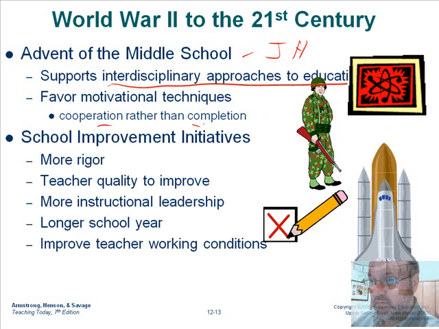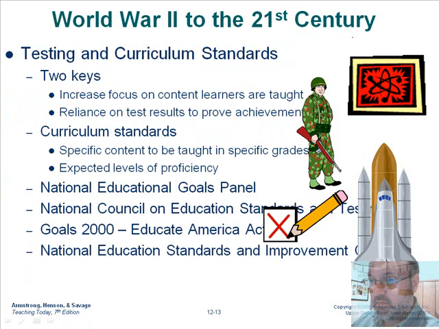And then there were some more school improvement initiatives over the years, like more rigor, teacher quality has to improve, you need instructional leadership in the principal, you should maybe have a longer school year, and improve teacher working conditions. All were reform and improvement initiatives between World War II and present day. And then testing and curriculum standards came on to increase the focus on the content learners are taught. That's curriculum. And reliance on test results to prove achievement. Aha. Hence, No Child Left Behind.